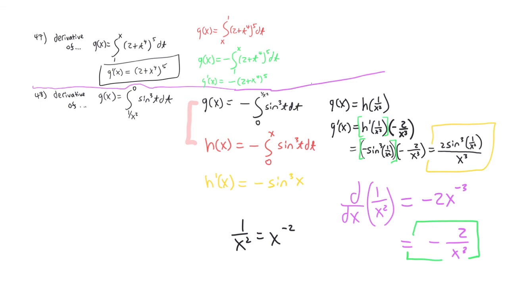Now, I just checked my student's answer sheet, and according to the professor, the answer is 2 over x cubed times sine cubed of 1 over x squared. Now, if you look closely, that is the same thing. These are the same. All right.